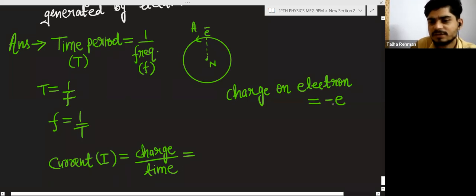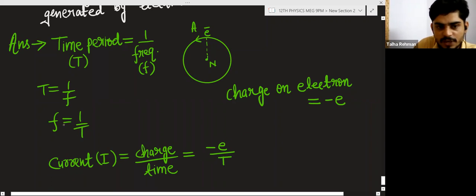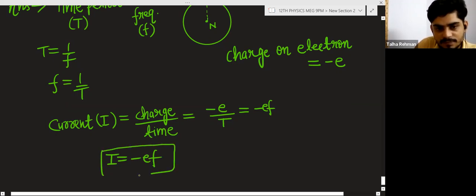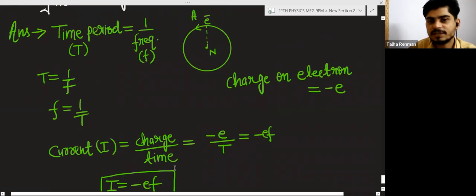I want to write the charge on electron in terms of this. So charge on electron is -e divided by time taken. And 1 upon time is frequency. This is the answer. So current I is equal to, I is the current, and this is ef. See here, this is the negative sign, and this negative sign shows that the direction of current is in the opposite direction.